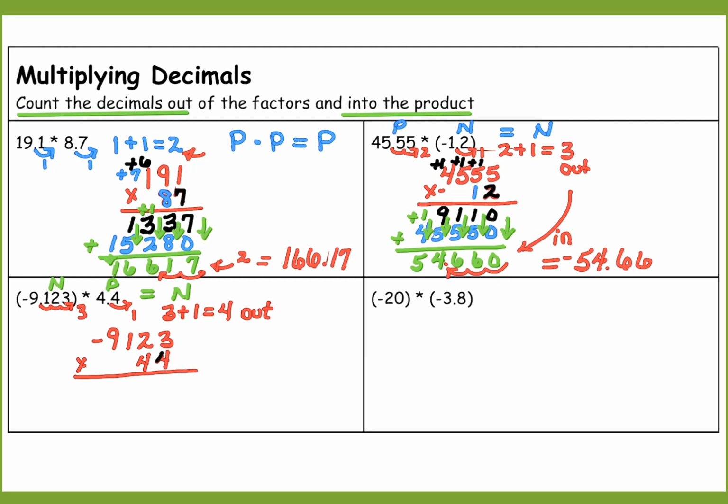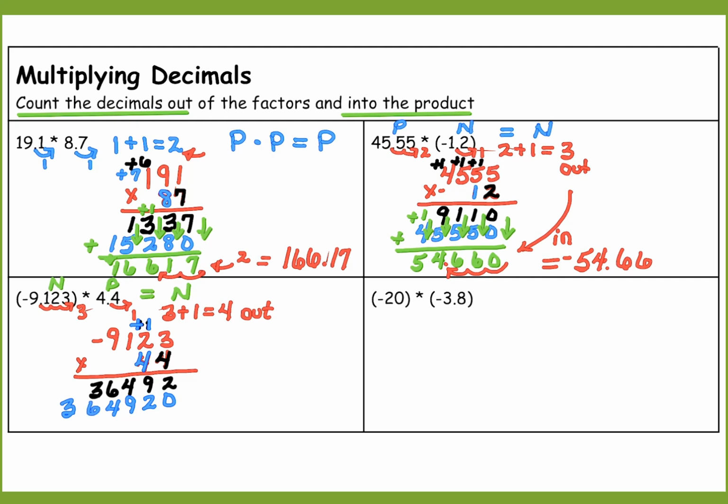So let's start with our first 4 here. 4 times 3 is 12, carry the 1. 4 times 2 is 8, plus 1 is 9. 4 times 1 is 4. 4 times 9 is 36. Now we annex in a 0 so that we can work with the next 4. 4 times 3 is 12, plus 1. 4 times 2 is 8, plus 1 is 9. 4 times 1 is 4. 4 times 9 is 36.